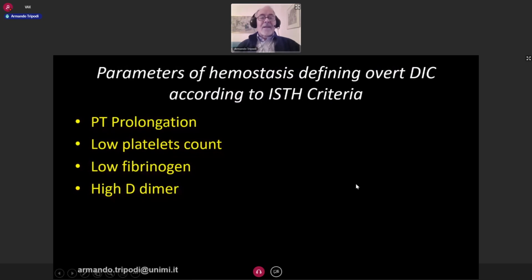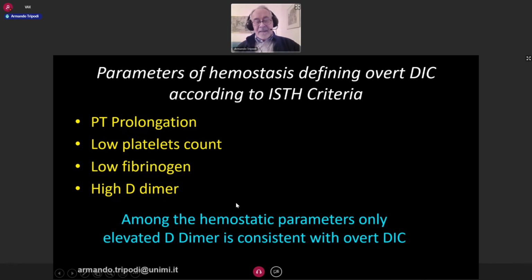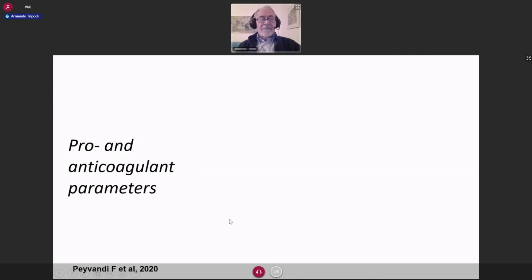Now, we know that according to ISTH criteria to define overt DIC, we need to look at different parameters, which are PT prolongation, low platelet counts, low fibrinogen, and D-dimer. If you consider our results and also other results published by other authors, you see that among the hemostatic parameters, only elevated D-dimer seems to be consistent with overt DIC in COVID-19 patients. And this contrasts with the earlier paper published by our Chinese colleagues, in which they determined that the patients had DIC. What about the pro and anticoagulant parameters?